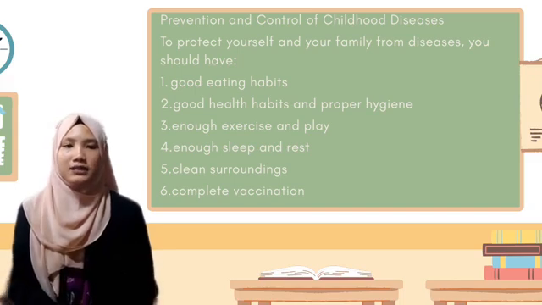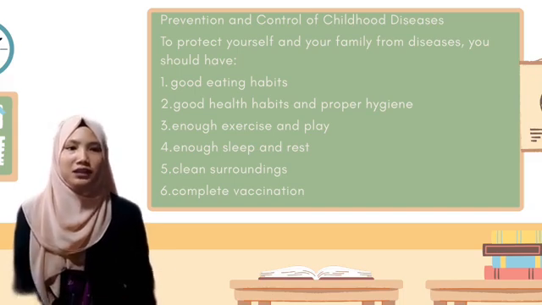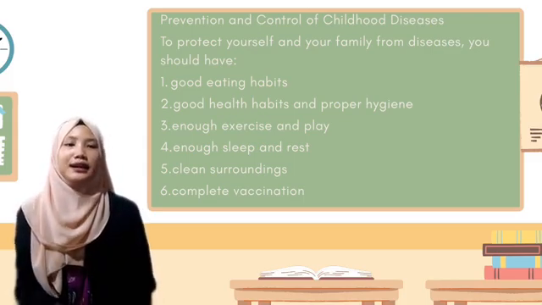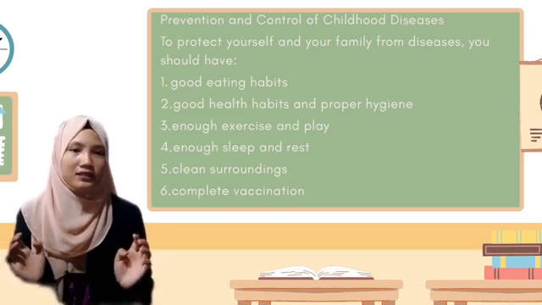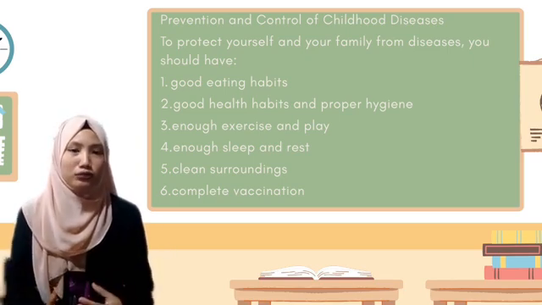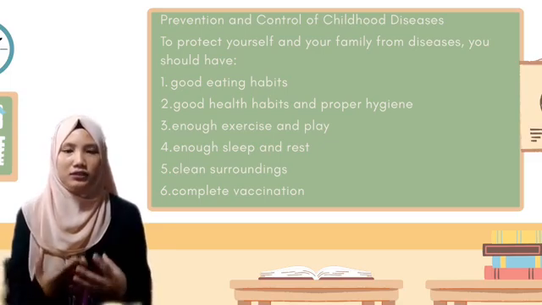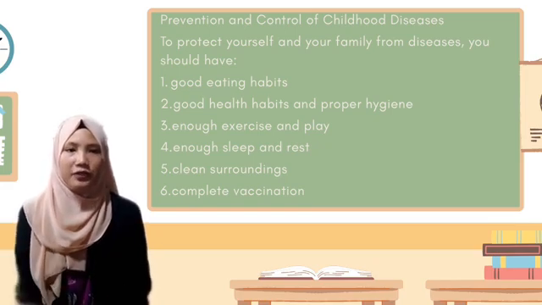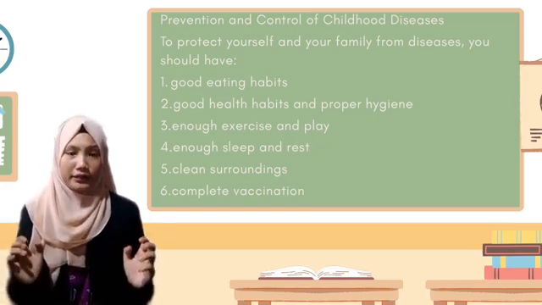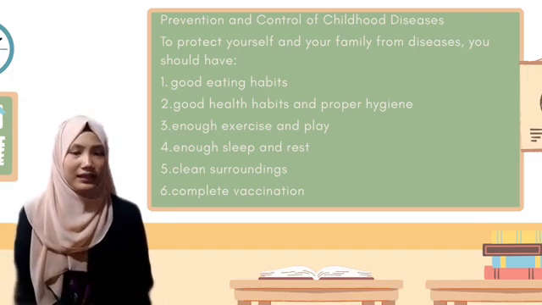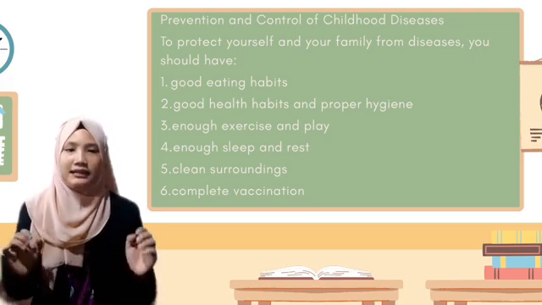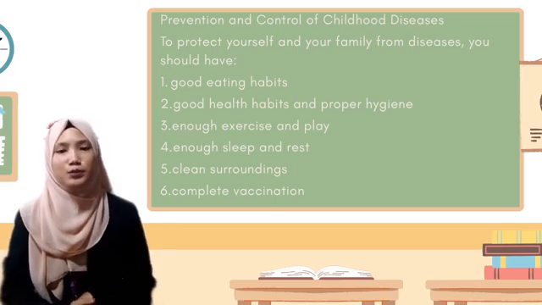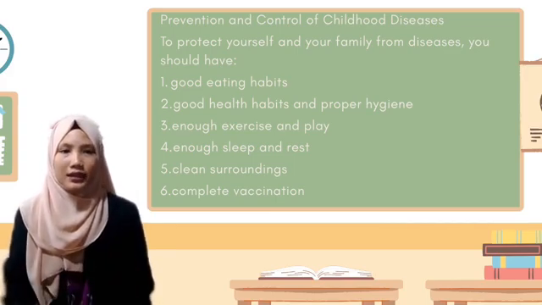Then, number 4 naman is dapat magkaroon tayo ng enough sleep and rest. So, aside sa dapat magkaroon tayo ng exercise, kailangan din natin ng sleep and rest kasi nakakatulong din ito sa ating katawan para magkaroon tayo ng healthy body. Then, number 5 naman is clean surrounding, because kapag clean yung surrounding natin, nakakaiwas tayo sa mga sakit. So, kapag hindi clean yung mga surrounding natin o yung lugar natin, pwede tayong magkaroon ng sakit.